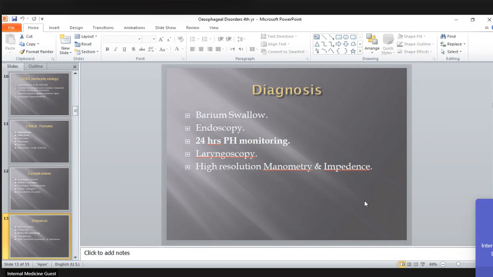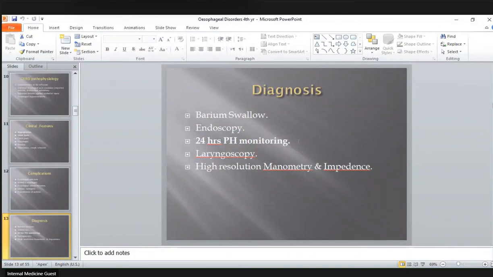For example, barium swallow with the Trendelenburg position will show us backflow of refluxate from the stomach into the esophagus. Endoscopy may show inflammation and ulceration, but if it doesn't show inflammation and ulceration, it does not exclude reflux disease.